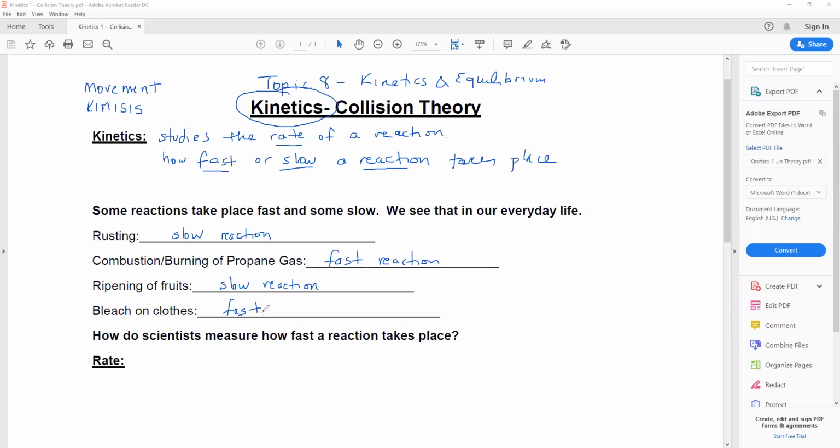Now, how do scientists measure how fast a reaction takes place? Well, what they do is they measure rate. So what is rate? Rate is change of a variable over time. If you have taken physics, we measure rate. An example of rate would be speed.